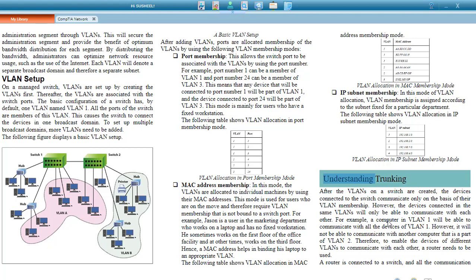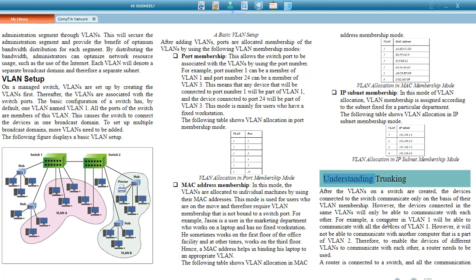Understanding trunking. After the VLANs on a switch are created, the devices connected to the switch communicate only on the basis of their VLAN membership. The devices connected in the same VLAN will only be able to communicate with each other. For example, a computer in VLAN 1 will be able to communicate with all the devices of VLAN 1. However, it will not be able to communicate with another computer that is a part of VLAN 2.